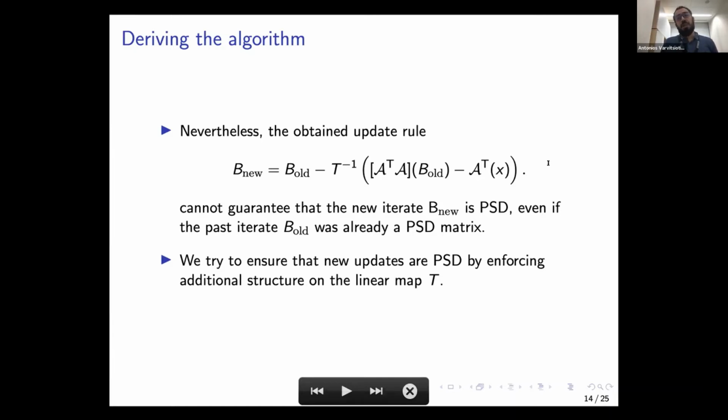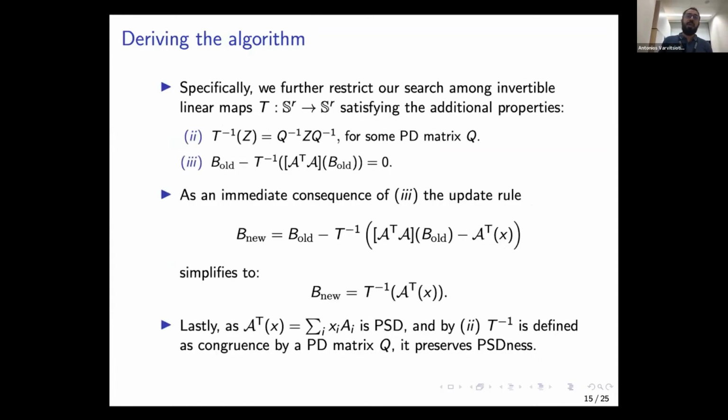So the way we're going to try to enforce PSD-ness is by enforcing additional structure. We're going to ask more things on the linear map T. For now we only ask that T is larger compared to A transpose A in the Loewner order, but now we're going to ask 2 more things. No surprise, we're going to ask that T acts as a congruence with a positive definite matrix Q. So that's the first additional requirement.